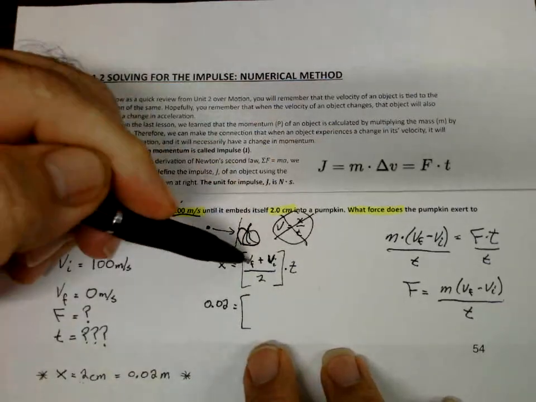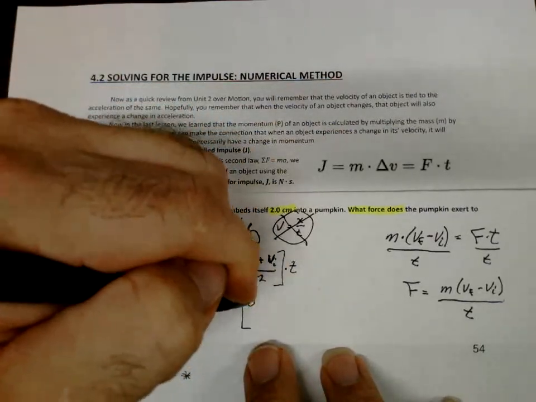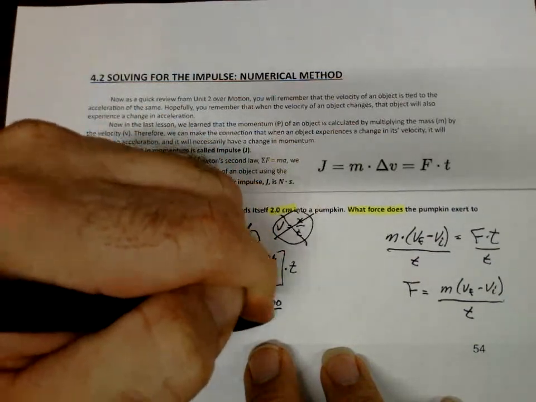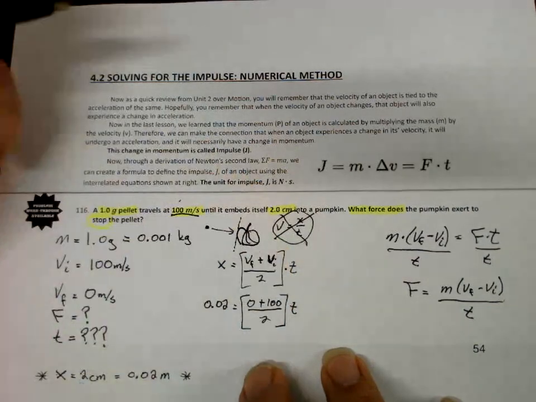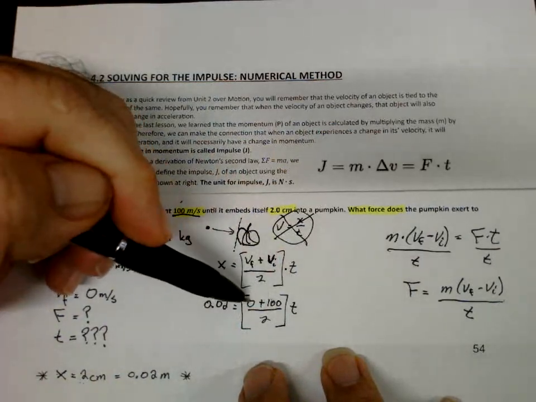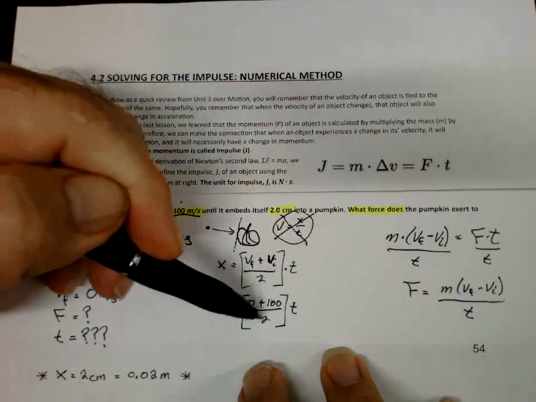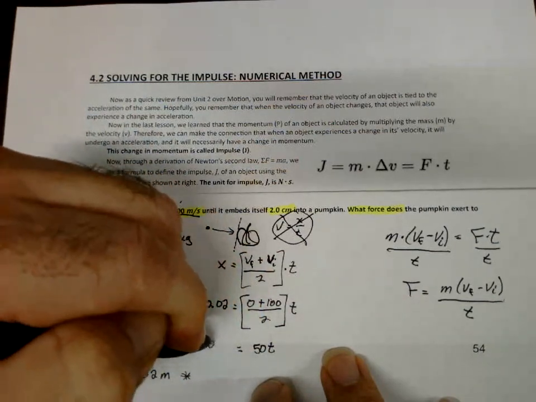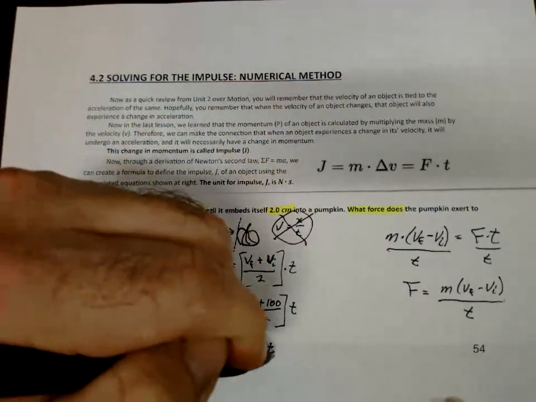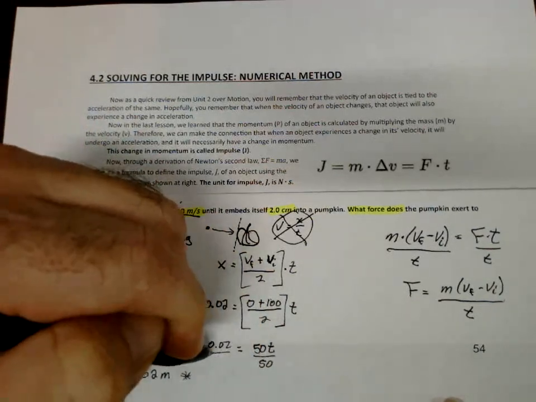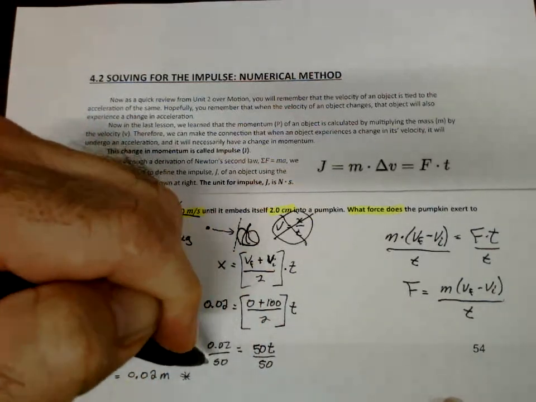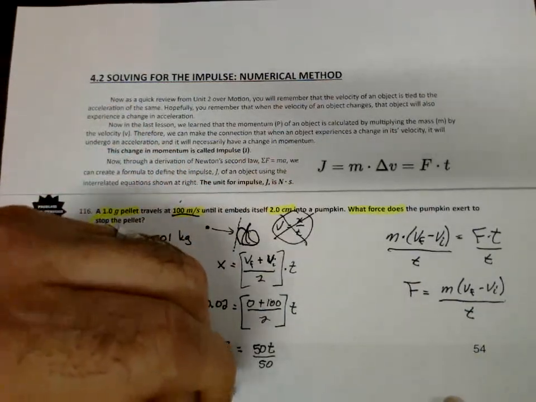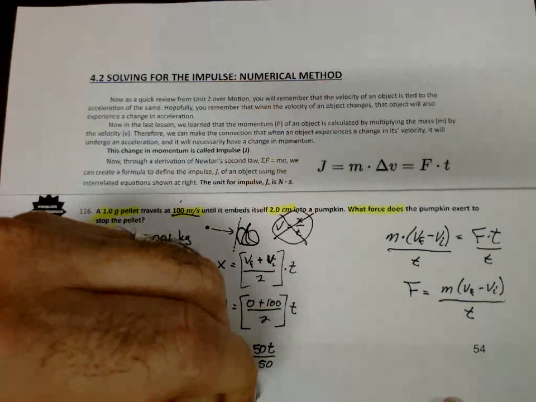Now, in this block, we've got our final velocity of 0. We've got our initial velocity of 100, and this is divided by 2, multiplied by time. Now, 100 plus 0 is still 100, so 100 divided by 2 is 50. 50 t equals 0.02, which when we divide by 50 on both sides, 0.02 divided by 50 is 4 times 10 to the minus 4 seconds.